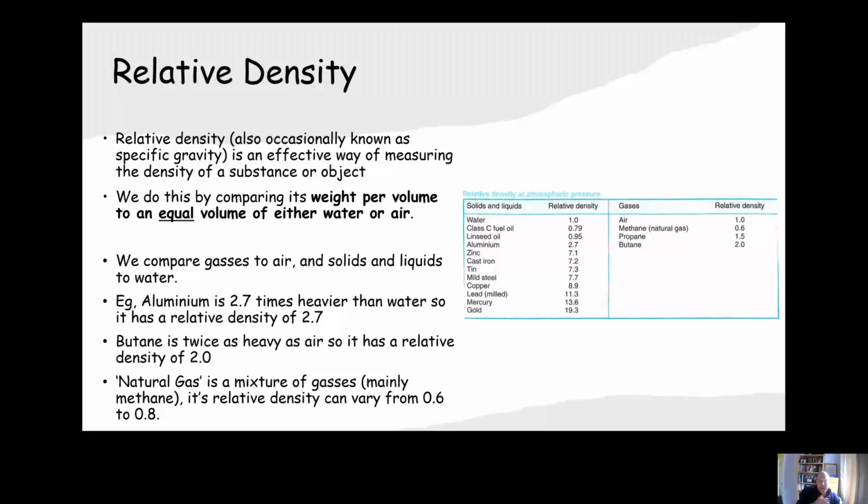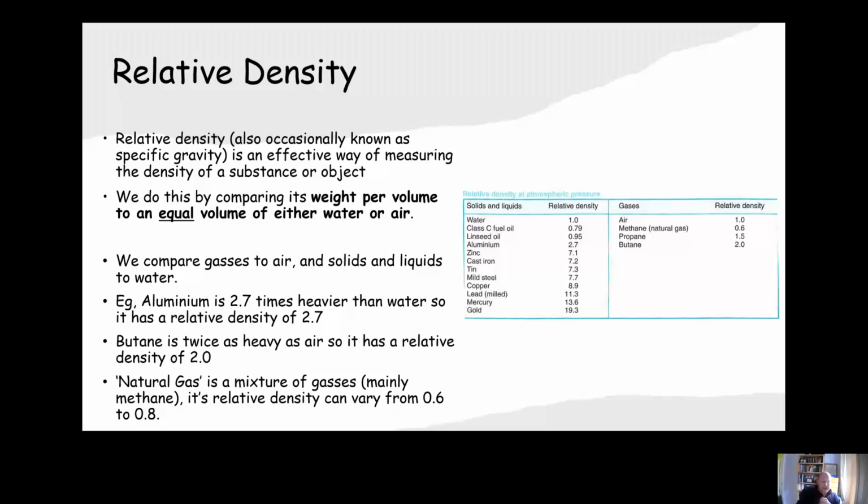Methane, or natural gas, is a little bit lighter than air. It's got a relative density of 0.6. So if you put methane in a container with air, that methane would rise to the top. It's between 0.6 and 0.8, depending on the makeup of the natural gas, because there are other gases mixed in with the methane as well.